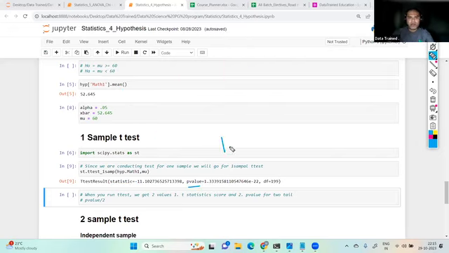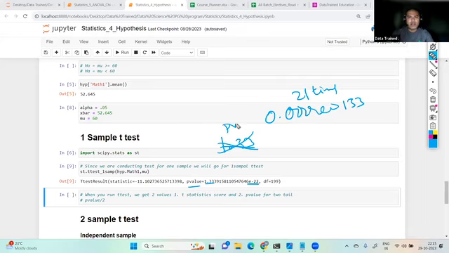The p-value is 1.33, but if you look into this, it is e raised to -22, meaning 0.000021 times 133. So this is basically our actual p-value. Now, is this p-value less than alpha? Is it less than 0.05? Yes, it is. It is less than 0.05.